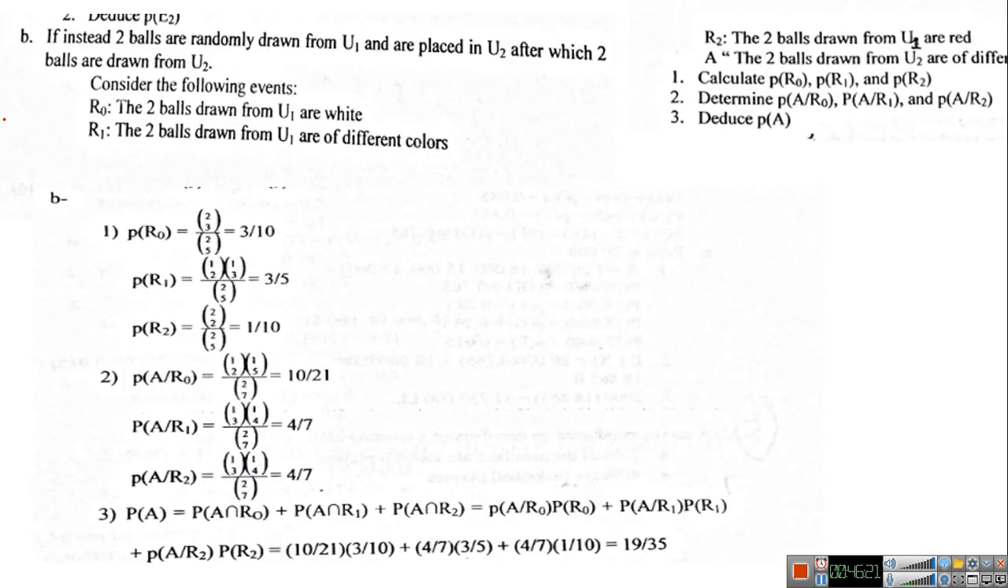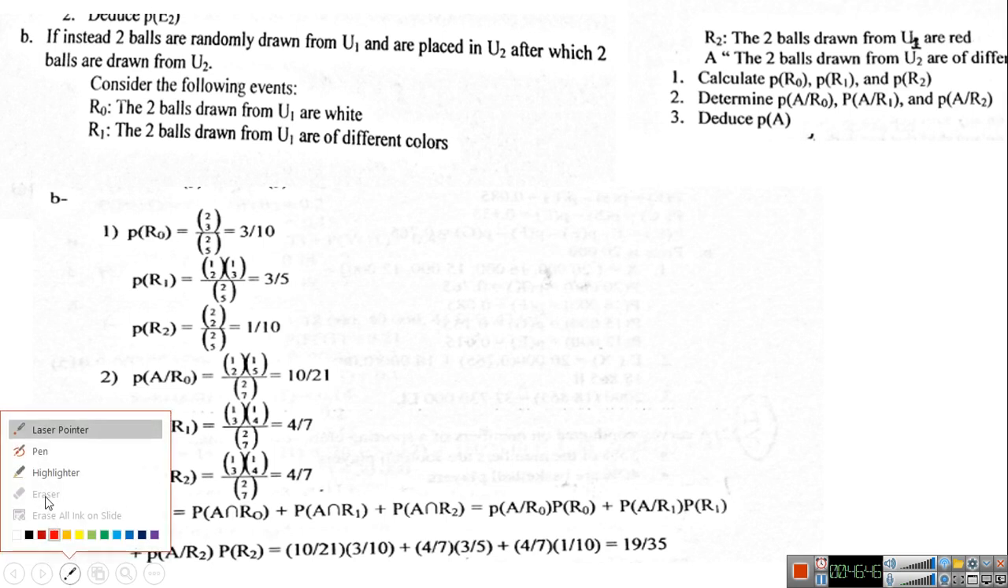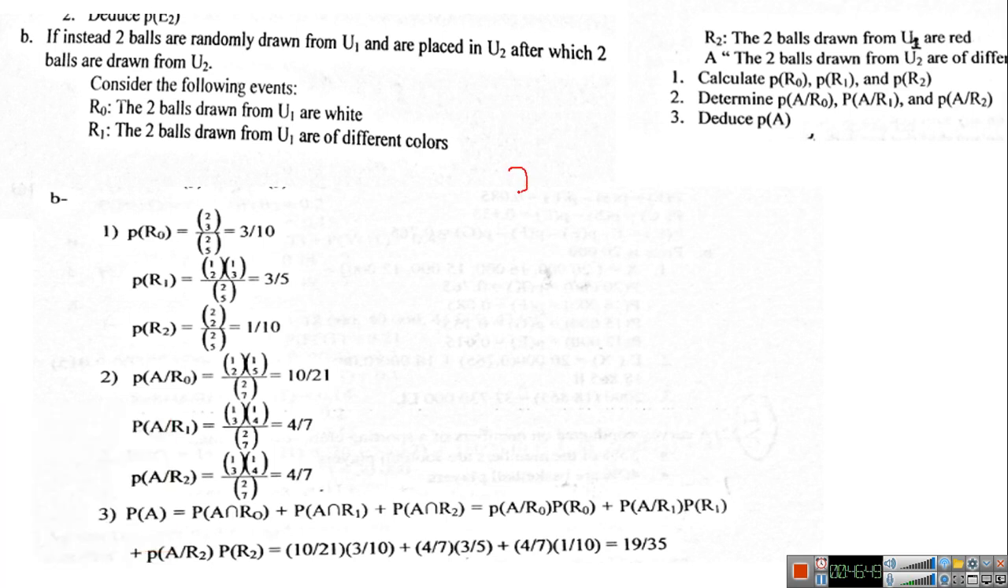Now in part B, if instead two balls are randomly drawn from U1 and are placed in U2, after which two balls from U2 are drawn. So I'm going to draw from U1 and place the two in the second urn. Let us remember, we have 2 red and 3 white in each urn. Now I want to draw 2 from U1 and I want to replace them in U2.